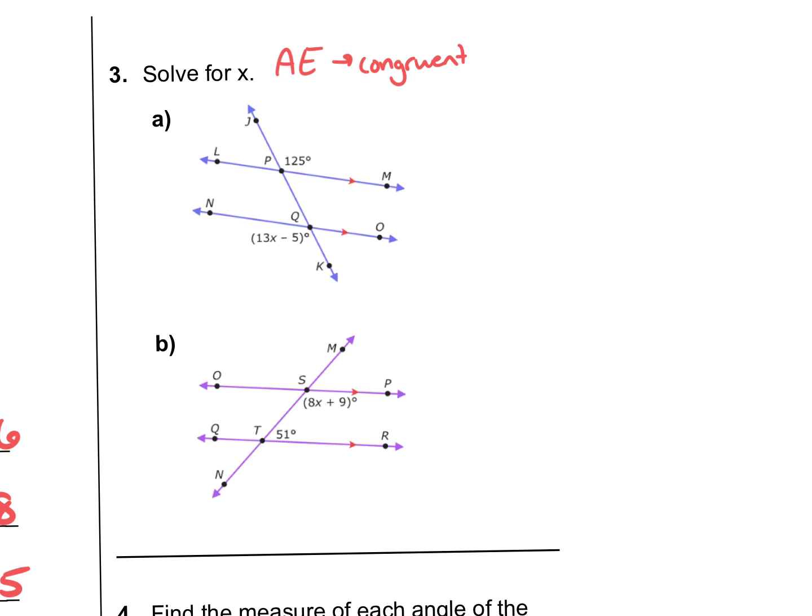Set them equal to each other, right? We know these two angles have to be equal to each other. So to set up an equation, I'm just going to take 13x minus 5 equals 125. How do I solve this? Add 5. So I get 13x equals 130.